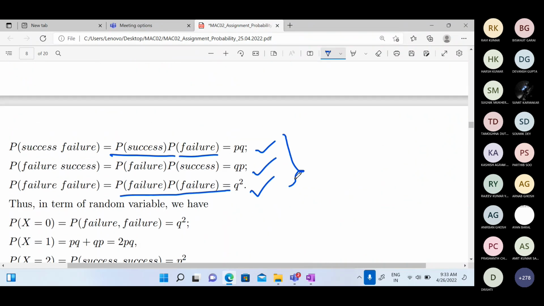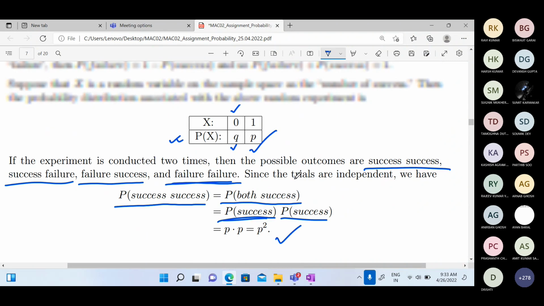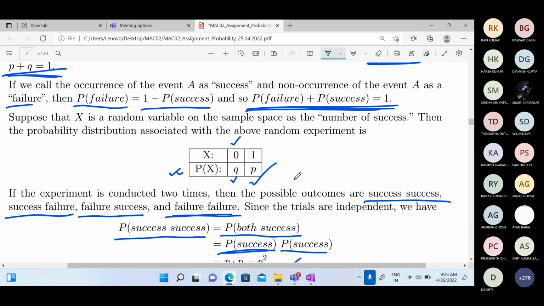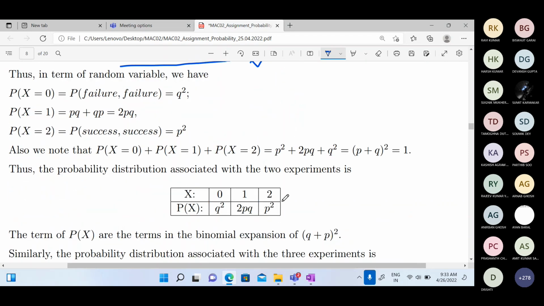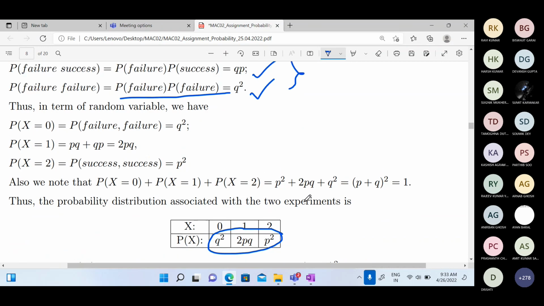And the other thing is that here you see the summation of these probabilities is 1, keep in mind. And also in this table, the summation of this probability is 1. We can write it this way: the probability of X equal to 0 plus probability of X equal to 1, plus probability of X equal to 2. The distribution function we write. And this is actually P plus Q whole square.